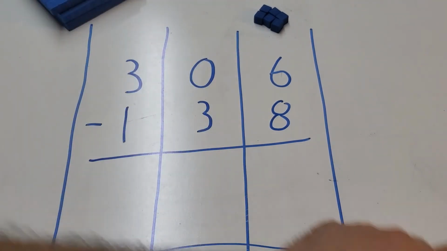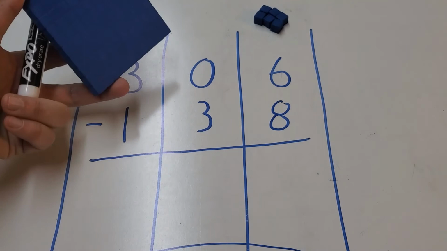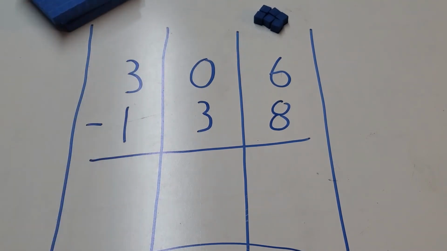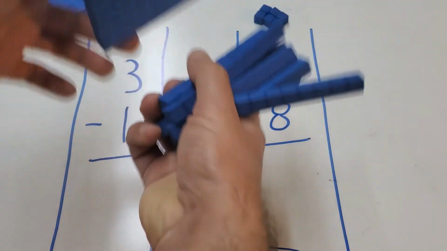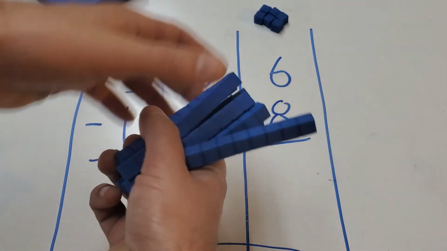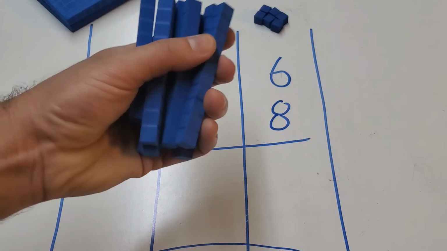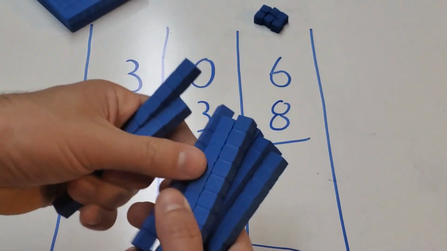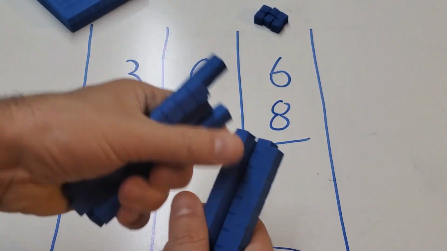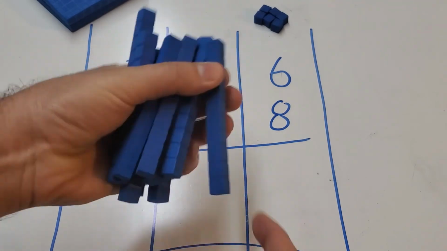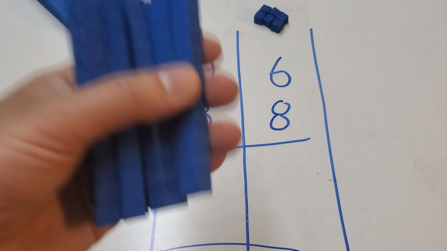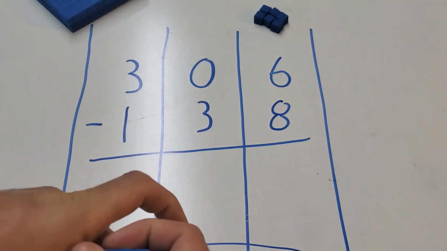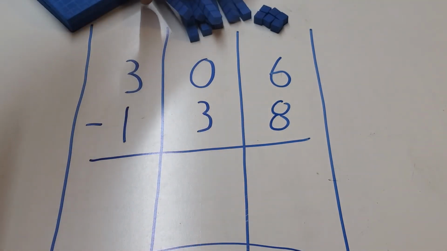Well, I'm going to take one of these hundreds and I'm going to break it up into 10s. So I can take this 100 and I can trade it in for 10 tens. Get rid of that 100, 10 tens. Still 100: 10, 20, 30, 40, 50, 60, 70, 80, 90, 100. It's still 100. That hasn't changed. It's just in a different form. And now I can put it there.